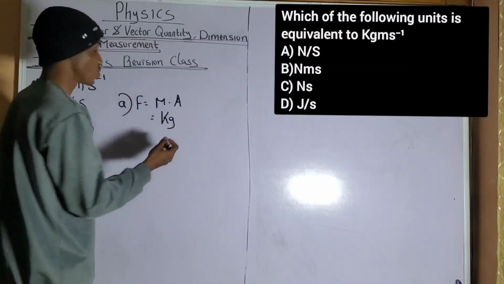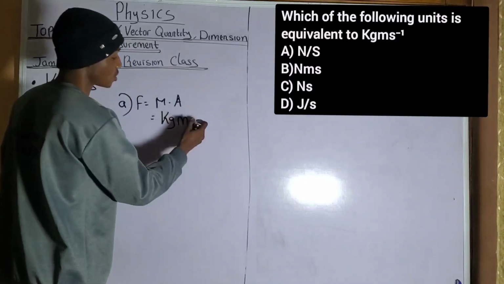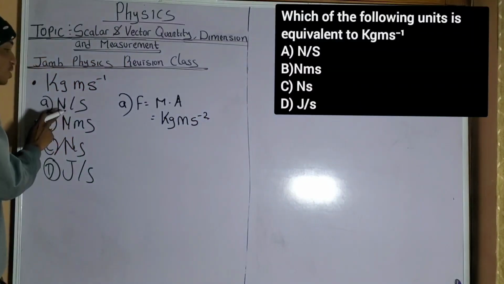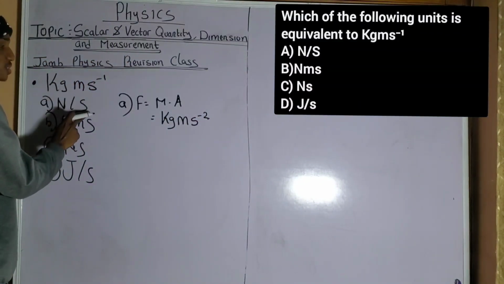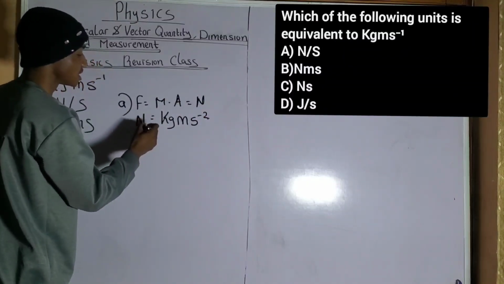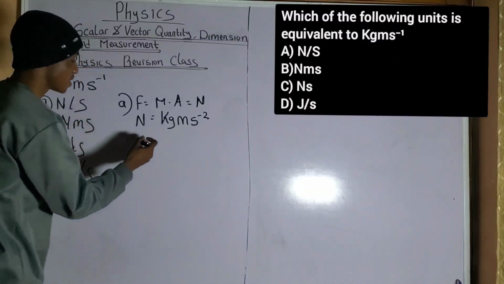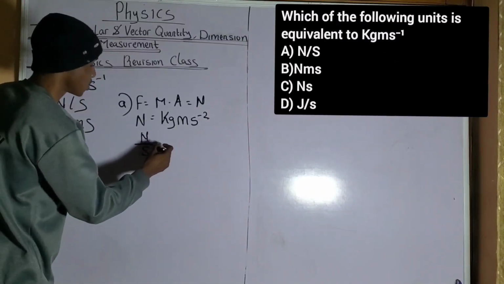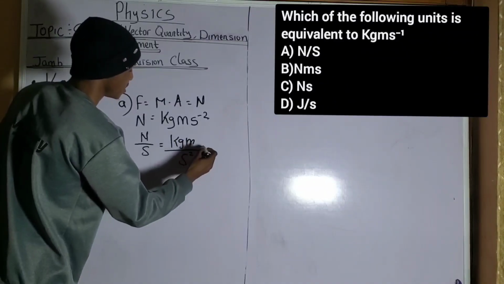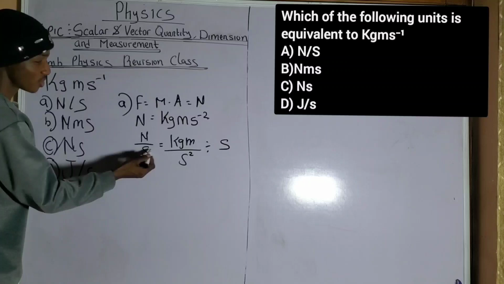meter per second squared. So I'm going to have kg m per second squared. Now, we are having Newton per seconds. Force is measured in Newton, and 1 Newton is equal to kilogram meter per second squared. So here I'm going to have N over S equals kilogram meter per second squared divided by seconds.